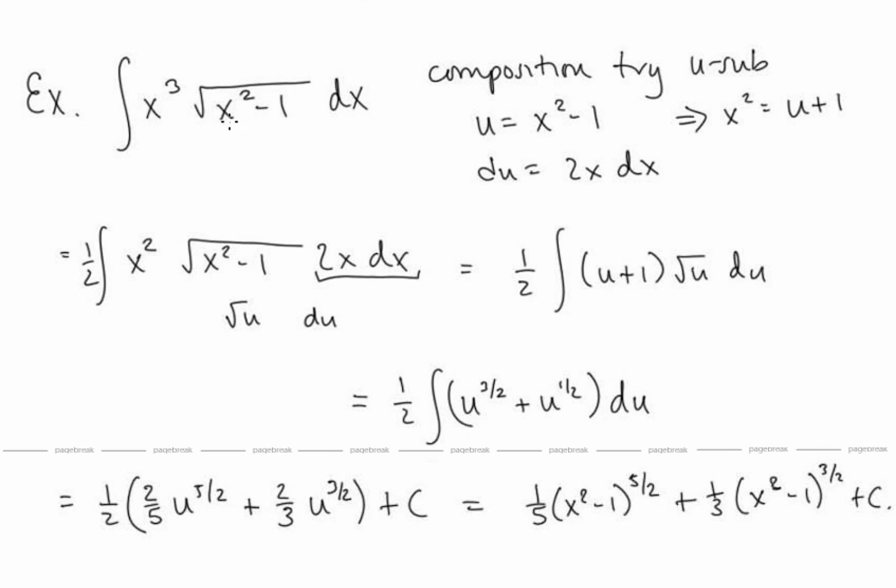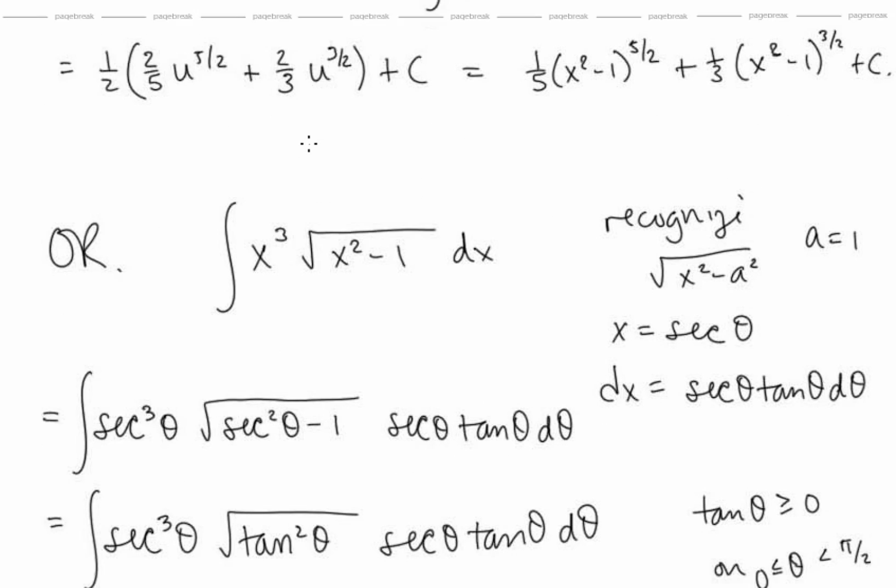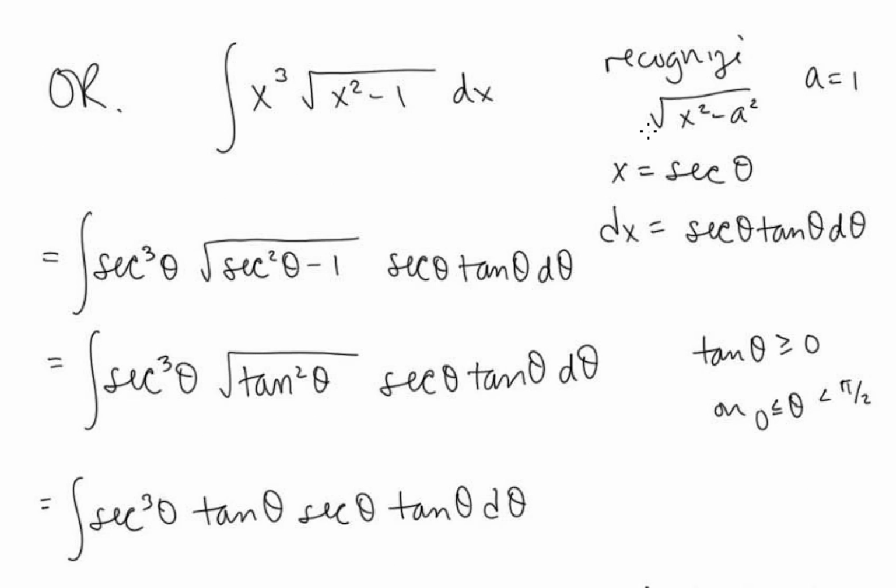We see the x squared minus 1, so we're thinking x should be 1 secant theta, because this is of the form radical x squared minus a squared, and in this case a is equal to 1. So if x is equal to secant theta, then dx is equal to secant theta tan theta d theta. And let's make our substitution.